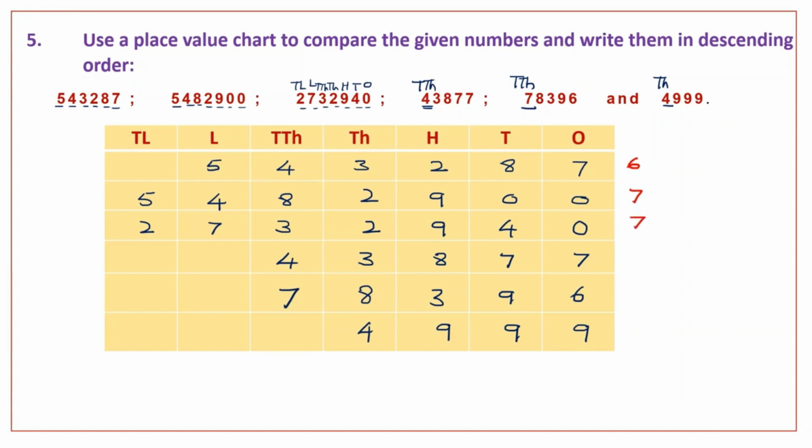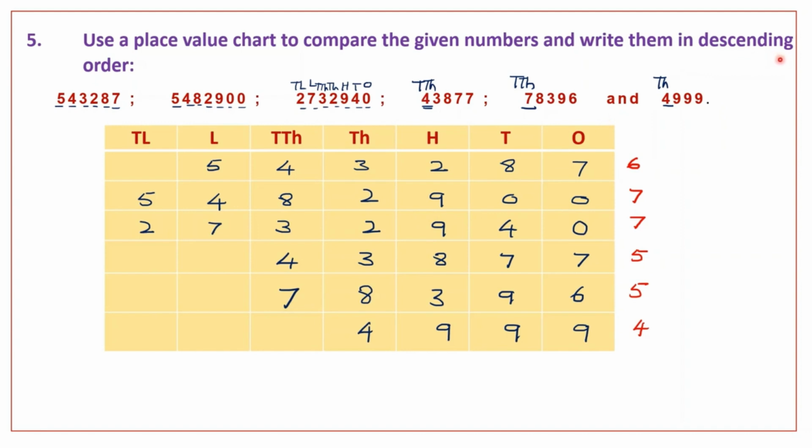Let's go to the next one. 1, 2, 3, 4, 5. 5 digits. So let's write that, 5 digits. Next number, 1, 2, 3, 4, 5 digits again. So that's 5. And the last one, 1, 2, 3, 4. 4 digits.